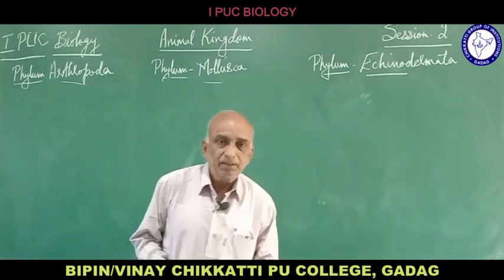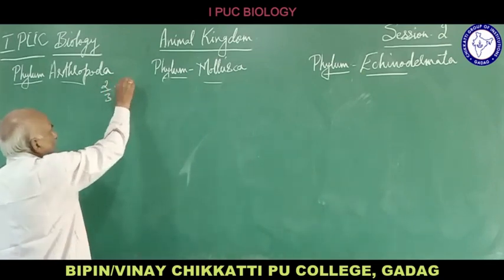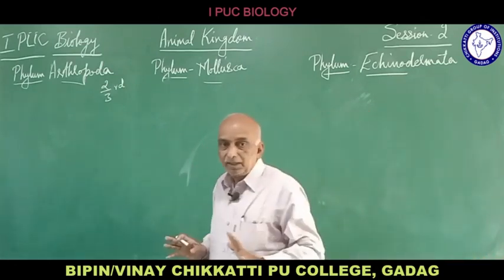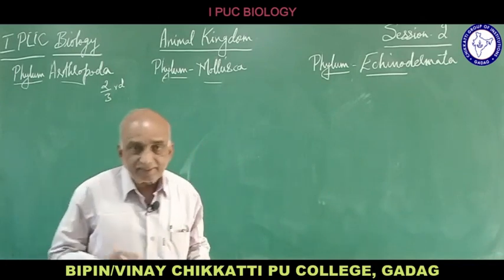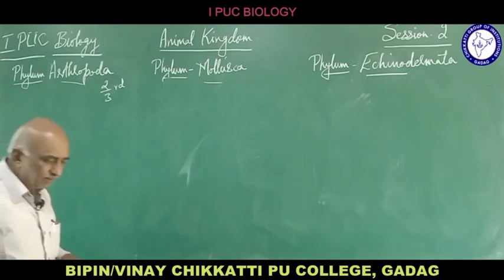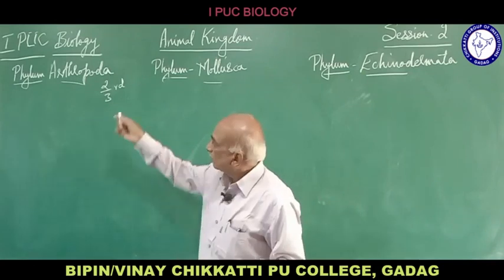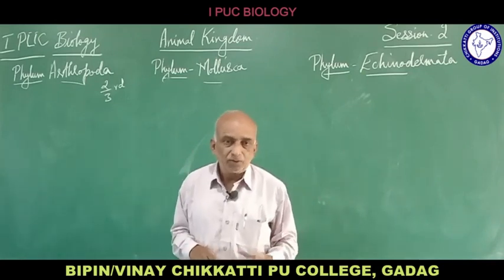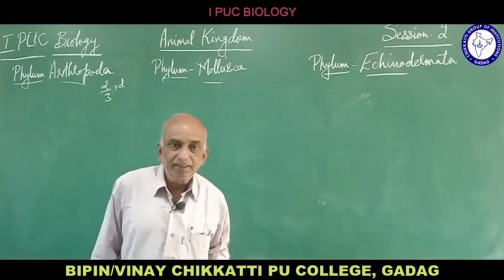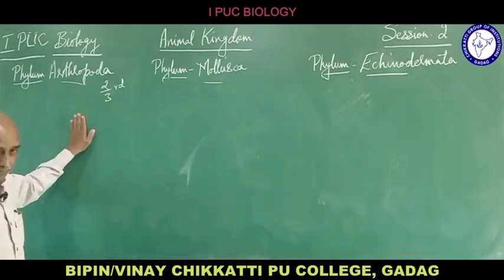There are about 2/3 of the total animal species in this phylum. Out of the total species which exist, about 2/3 come under it. That means most of them are insects. All insects come under this phylum Arthropoda: cockroach, mosquito, housefly, silk moth, honeybees. Whichever insect you take, all insects come under phylum Arthropoda.